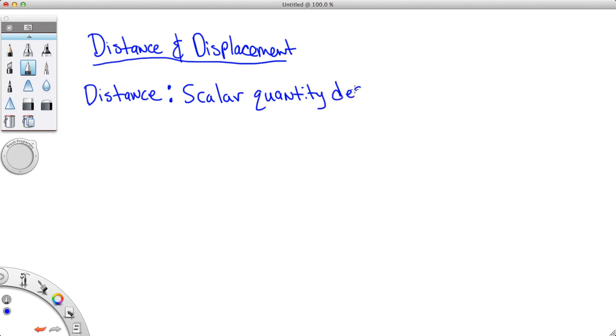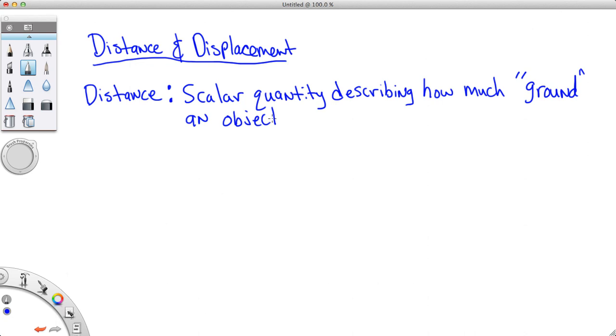describing how much "ground" an object has covered. I'm going to put ground in quotes because it doesn't necessarily have to be ground. It could be, you know, how far an airplane has traveled. How much ground an object has covered. That is the definition of distance.